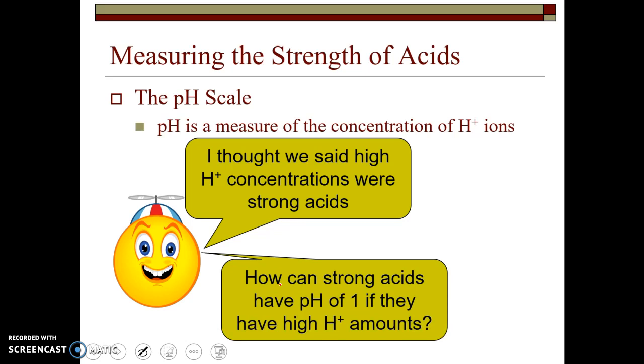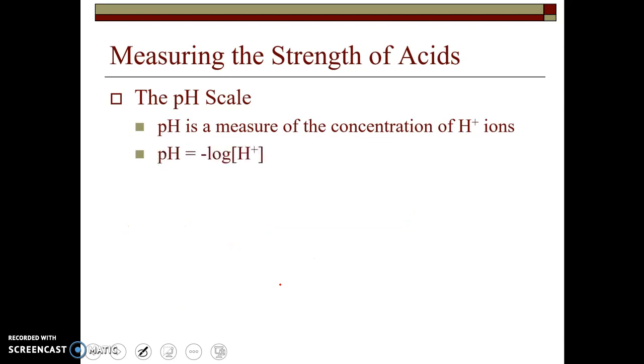And so you might think, well, wait, why is a pH of 1 the strong acid? Because 1's the lowest number, but that's the strongest acid. How can that be? Well, it's because of the way it's calculated. The pH is actually the negative log of the hydrogen ion concentration. The brackets there mean concentration. So you might remember, maybe you don't, logarithms from your math classes. It's more than just a button on your calculator. What does that button do? Well, the log is simply what power of 10 your number is to.